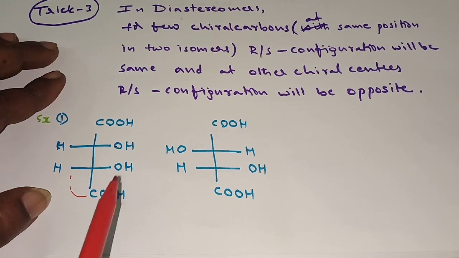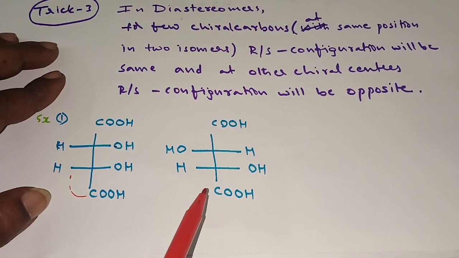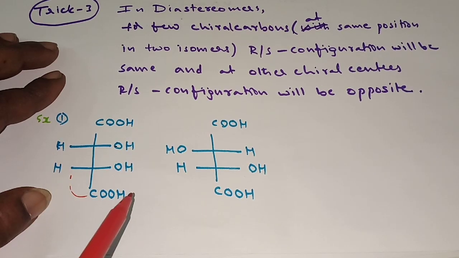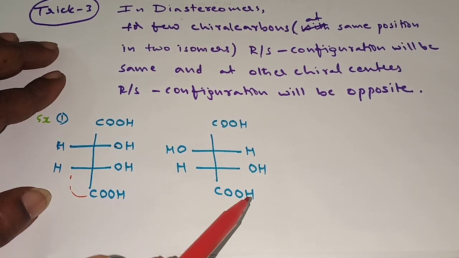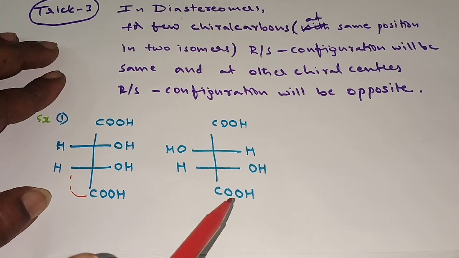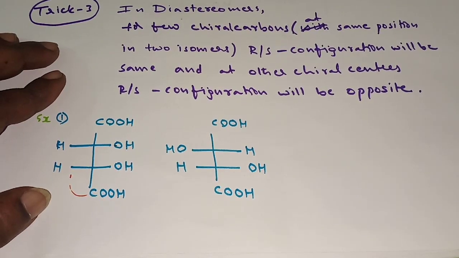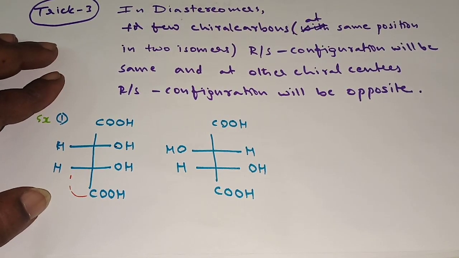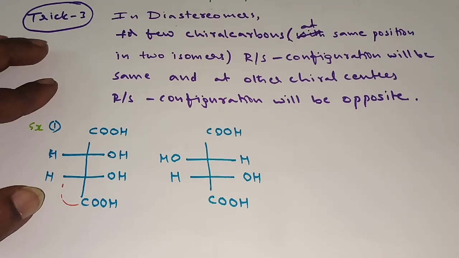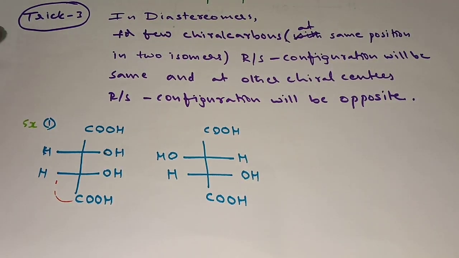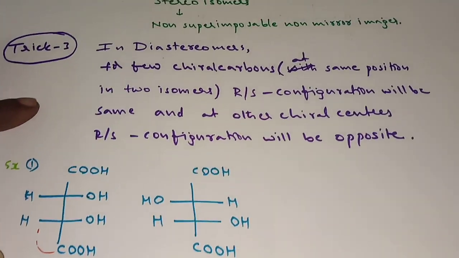So here these two have a non-superimposable, non-mirror image relationship. They are stereoisomers, they are isomers. These are non-mirror images and non-superimposable. Such isomers are called diastereomers. So these two are diastereomers here. Then how to identify the diastereomers? This is the simplest molecule. So how to identify diastereomers in the difficult cases, and what is the relationship between the absolute configuration and the diastereomers? It is very simple, guys.